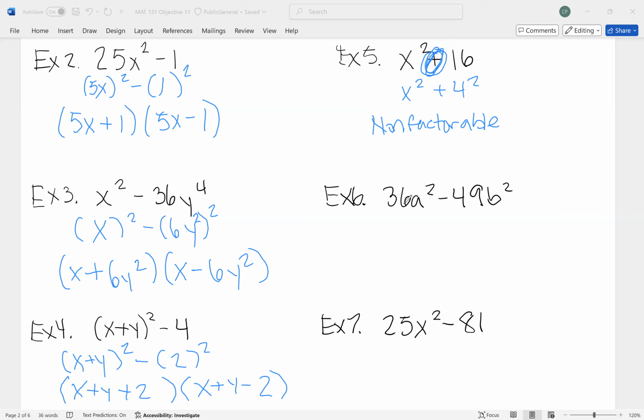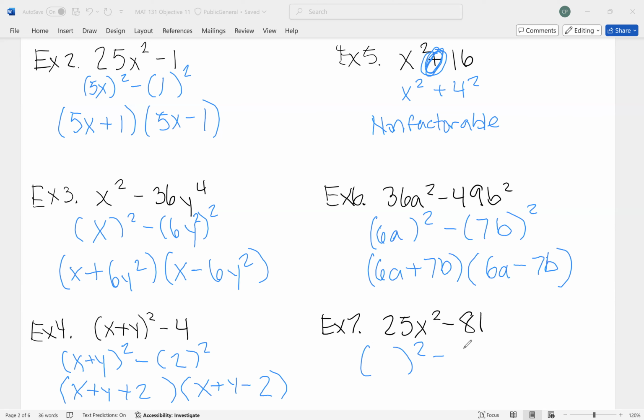All right, example 6. We have 36a squared minus 49b squared. So let's write our little shortcut, figure out what's being squared. For the 36a squared, that'll be 6a. And for the 49b squared, that'll be 7b, okay? Then we can write our sum and difference, okay? We got 6a plus 7b, 6a minus 7b, okay? And for our last example for this part, we got 25x squared minus 81.